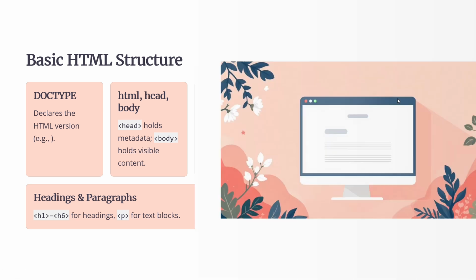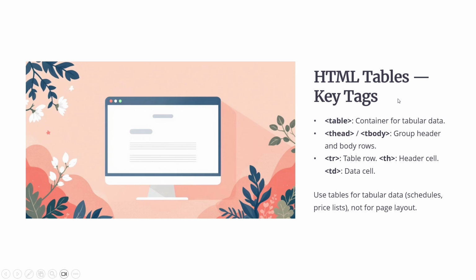So next we can see what HTML tables are. You know what a table is. Normally it has headings, rows and columns. HTML tables are used to display structured data like student name, student marks, student attendance, etc. To make a table in HTML, you need tags like table, table head, table body, table rows, table headings, and table data. These are the important tags used to make HTML tables.